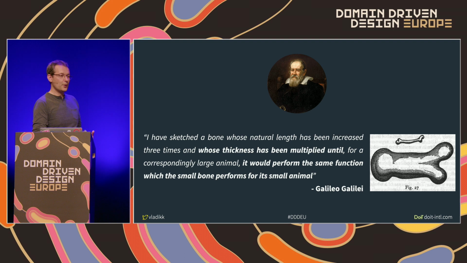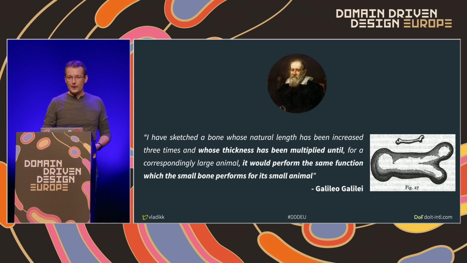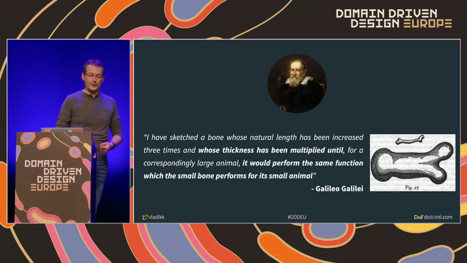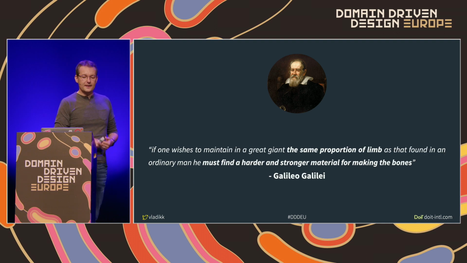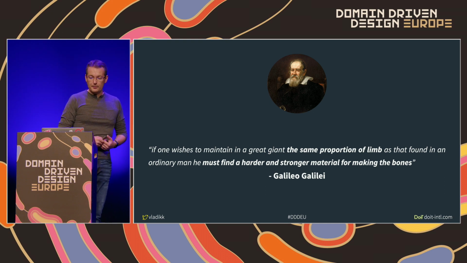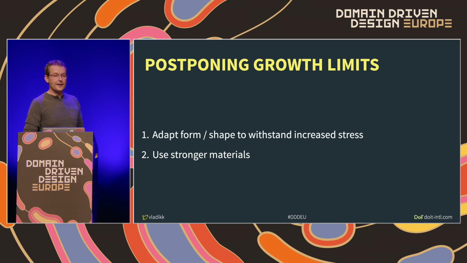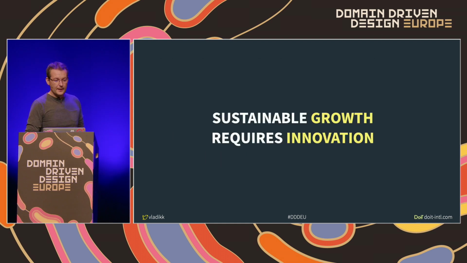So what he says here is that in order to extend the growth potential, we have to adapt the system's shape. We have to adapt it so it can support the vastly increased stress. Furthermore, he provides another option. He says, if one wishes to maintain in a great giant the same proportion of limb as that found in an ordinary man, he must find a harder and stronger material for making the bones. So to summarize, we have 2 ways of extending a system's growth potential: adapt its form or use more efficient materials. Either way, sustainable growth requires innovation. Something has to change.